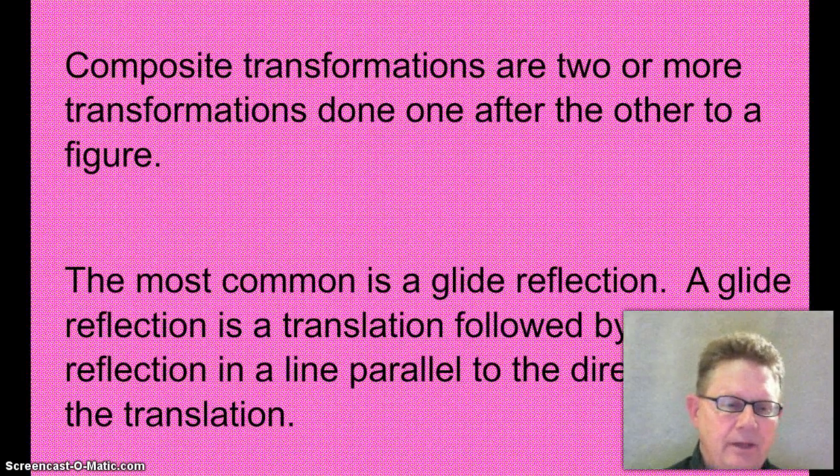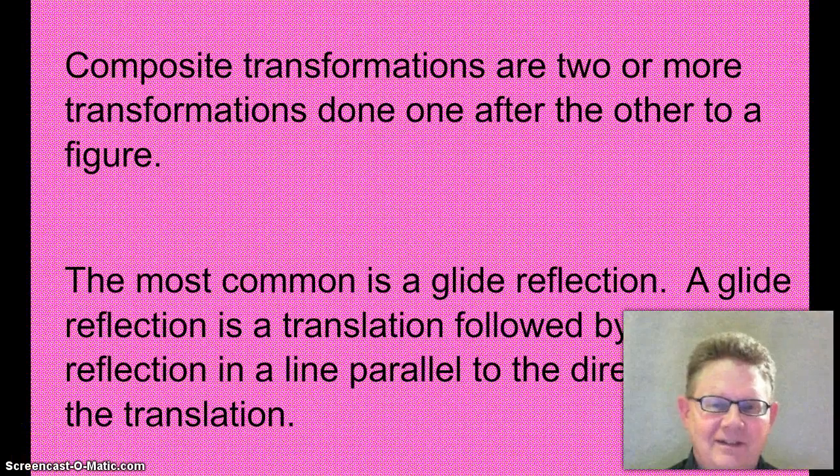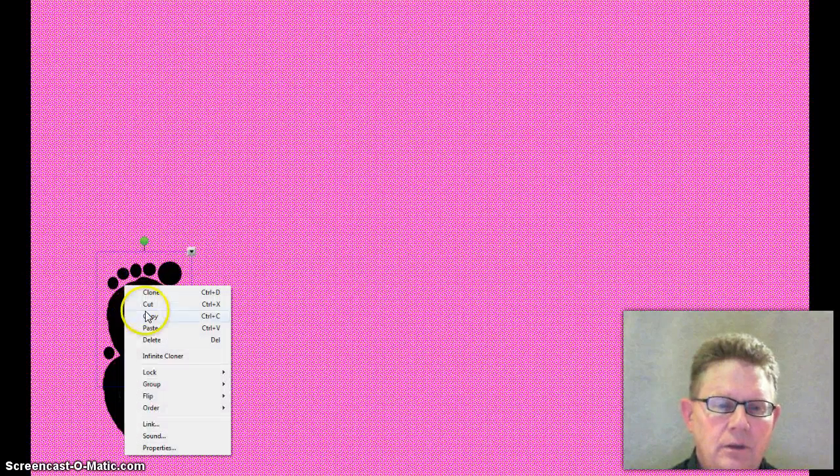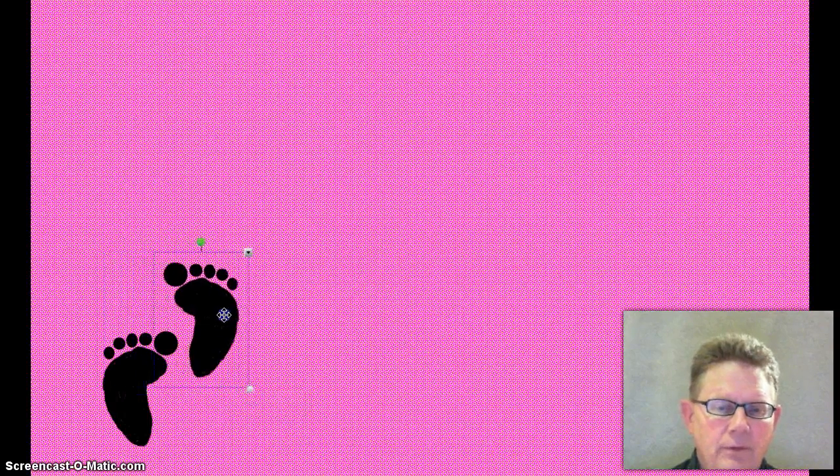Yeah, maybe I did, maybe I didn't, but I'll show you a way to make a glide reflection. Alright, here it goes. So first thing you need to do is move that along a translation, and now you need to flip it along a line that's parallel.